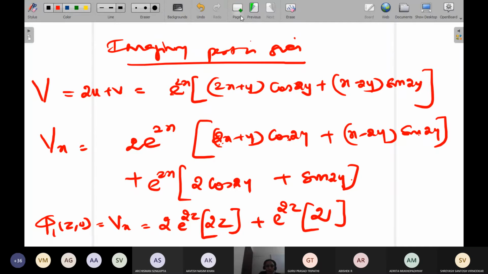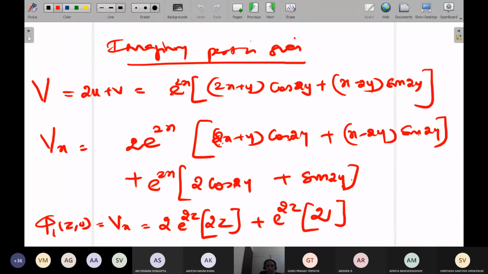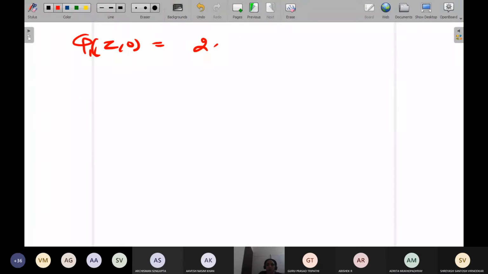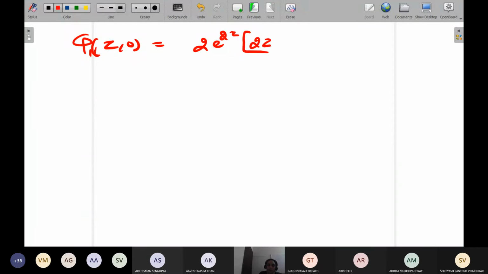So what is your Vx? Pi 1 of z comma 0 will be equal to 2 e power 2z, you can take commonly outside. So you'll get 2z plus 1. Is it clear? Or you can even multiply and keep it. That's okay. Anyways, we are going to integrate it. Then you can even write it like this: e power 2z plus 2z e power 2z. This is also fine. Anything is fine.